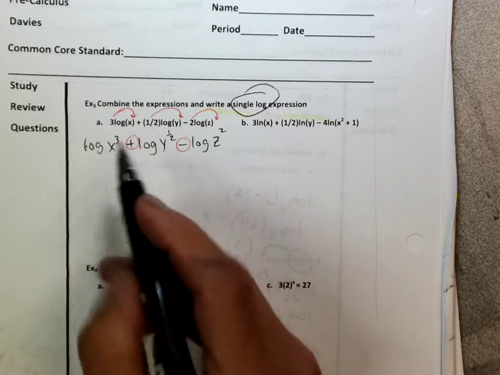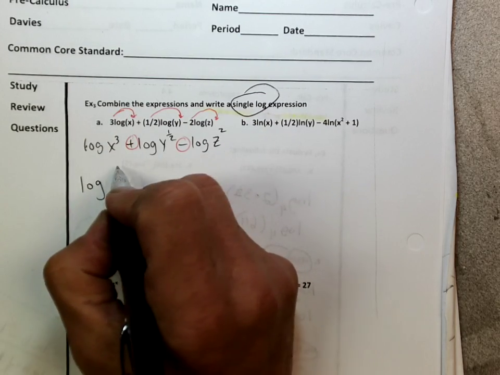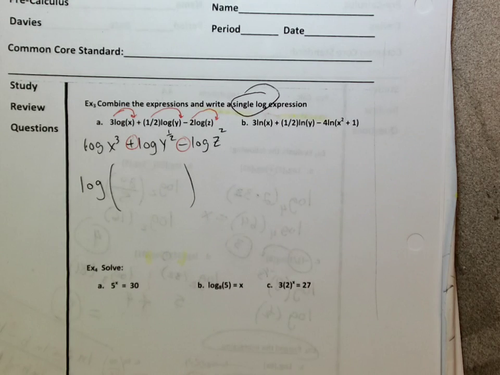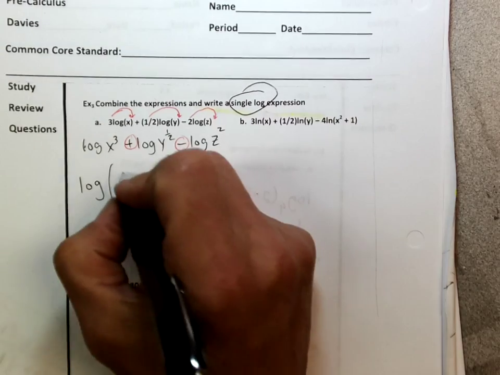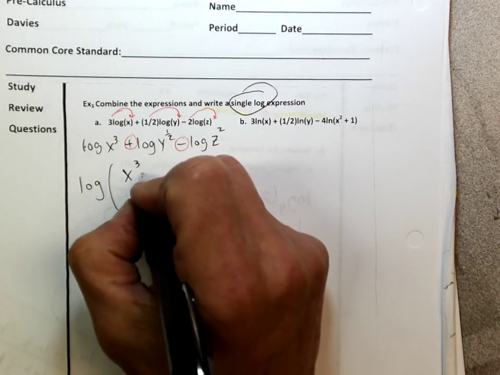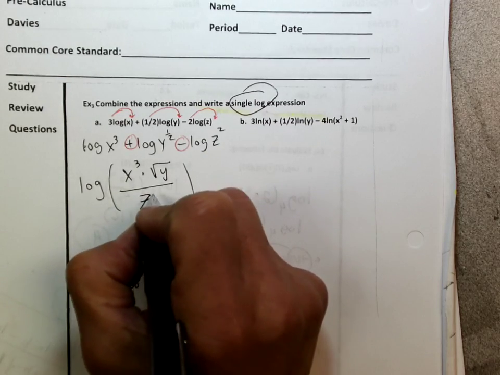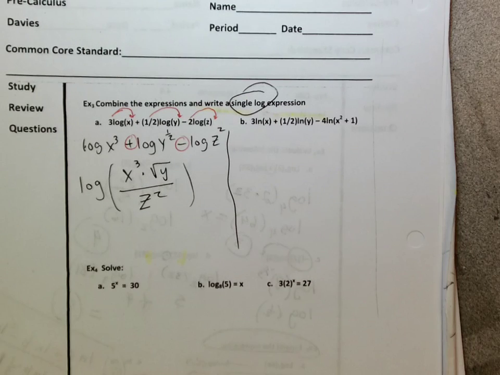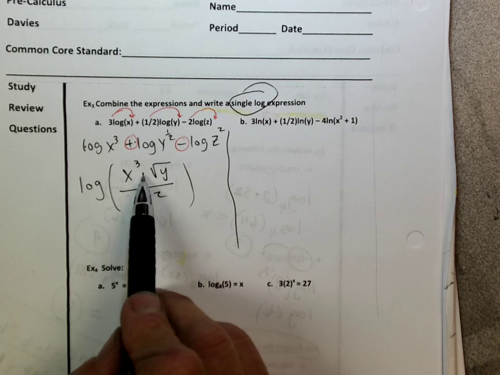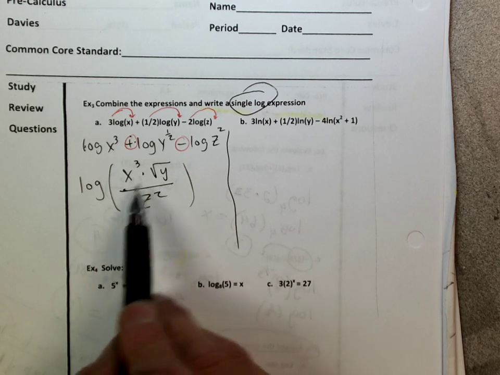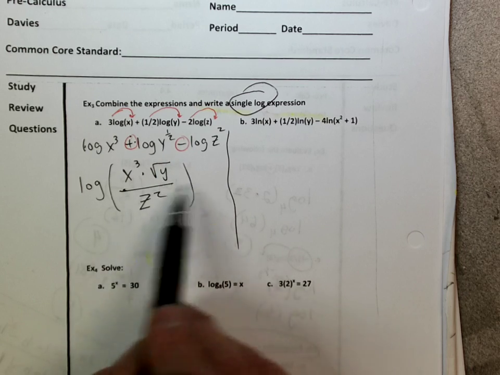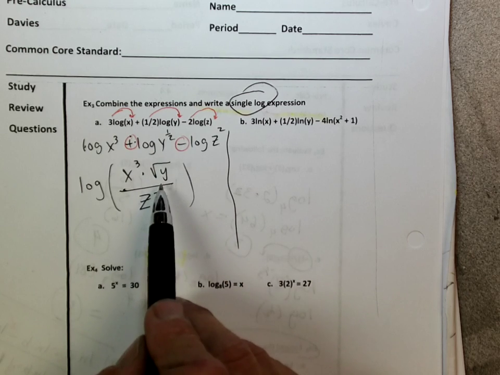Now we need a single log, so write log. Big parentheses, because we need it as a single log. Log of what? Well, it's going to be log of x cubed times the square root of y over z squared. Here's my plus, which becomes a times when we bring them together. Here's my subtract, which becomes a divide. My 1/2 power I rewrote as a square root.